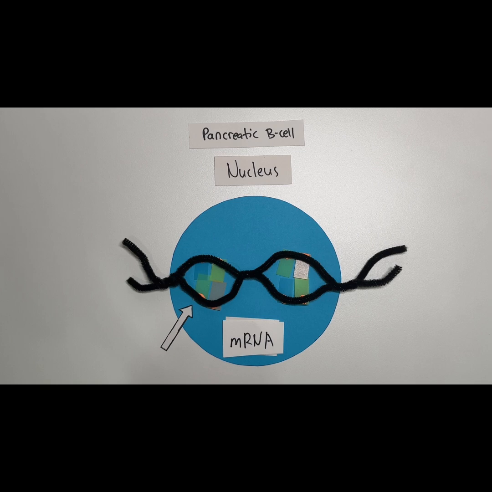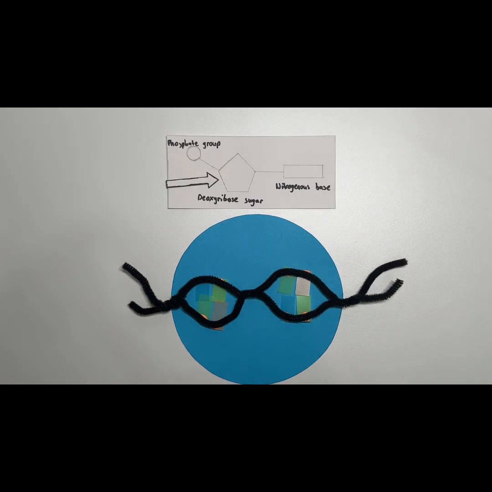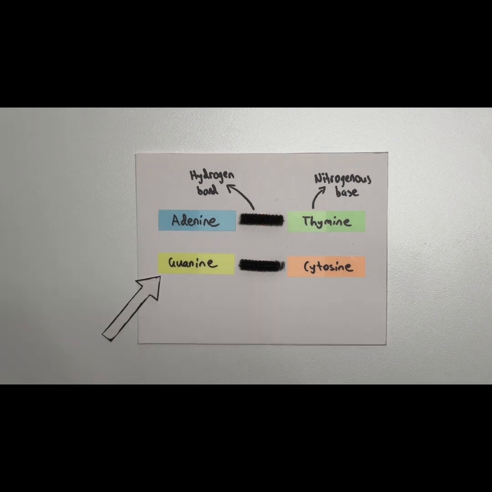Back to the DNA, it is composed of two elongated chains of nucleotides wound in a double helix structure. Each nucleotide is made of a deoxyribose sugar, a phosphate group, and a nitrogenous base. There are four nitrogenous bases: adenine, thymine, guanine, and cytosine. The complementary base pairs are also held together by hydrogen bonds.